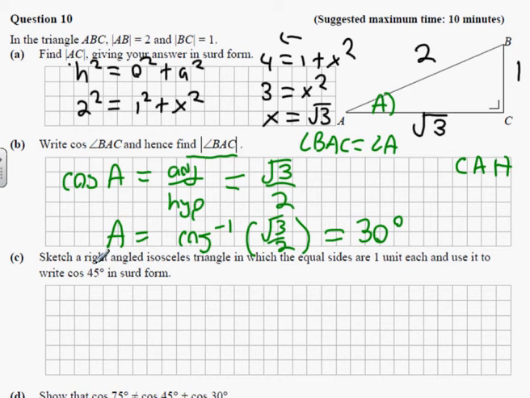Now, sketch a right angled isosceles triangle in which the sides are equal to 1 unit each and use it to write cos 45 in surd form. Okay, an interesting one, this. So I'm going to let 1 unit equal, I don't know, 3 blocks. Is that alright? Now 1 unit is 3 blocks.